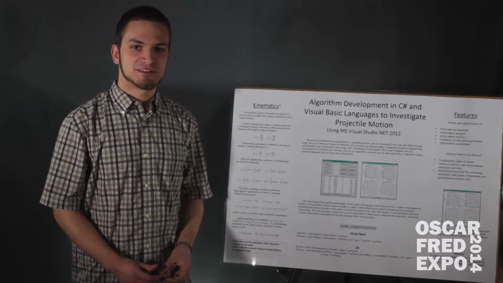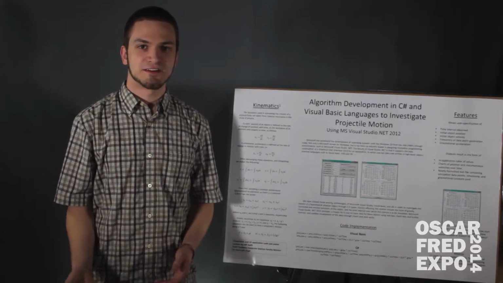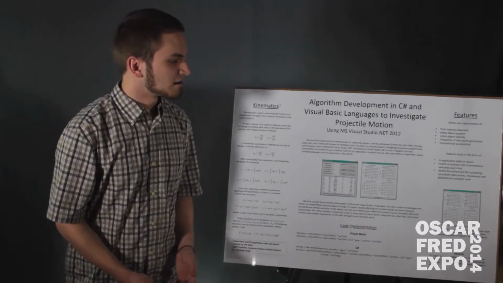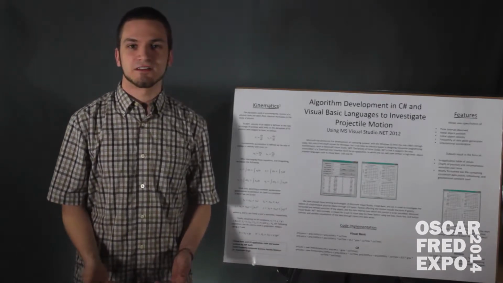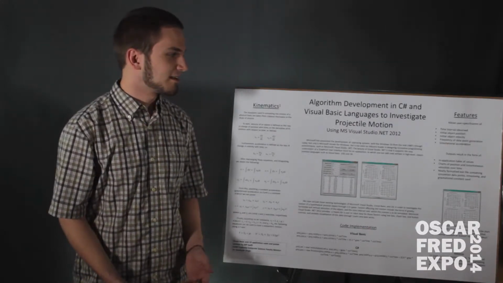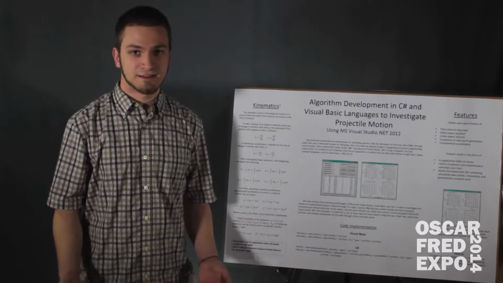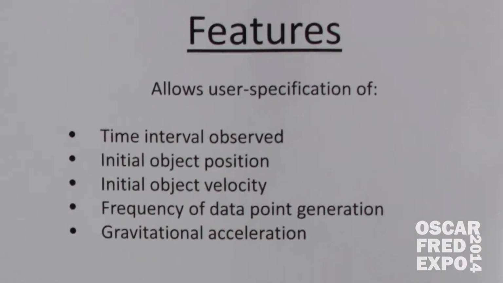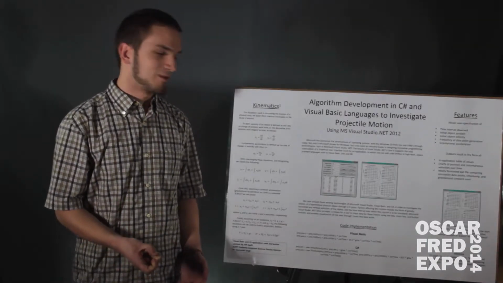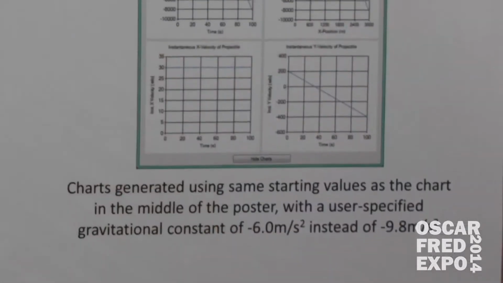The project that I undertook was modeling these equations through code in two different languages, Visual Basic and Visual C#, which are both included in the Microsoft Visual Studio software. Some of the features I included are the ability for a user to input the starting positions, the starting velocities of the projectile, the frequency at which you want to generate data points, so that could be every second, every tenth of a second, every hundredth of a second, and then I put in a little bit of custom gravity, so you can specify whether you want it to simulate Earth gravity, or you could very well simulate throwing a ball on Pluto through the air.